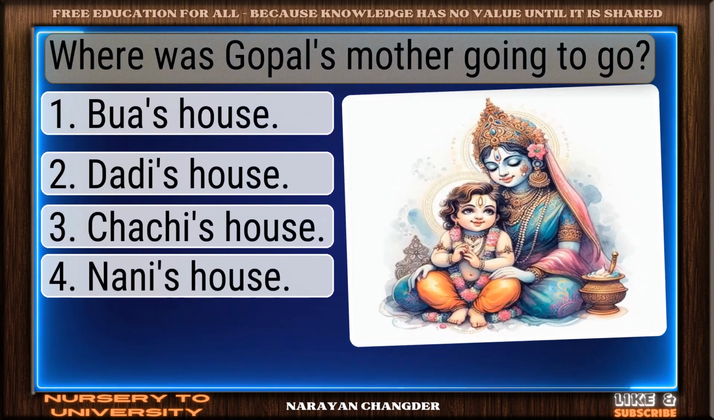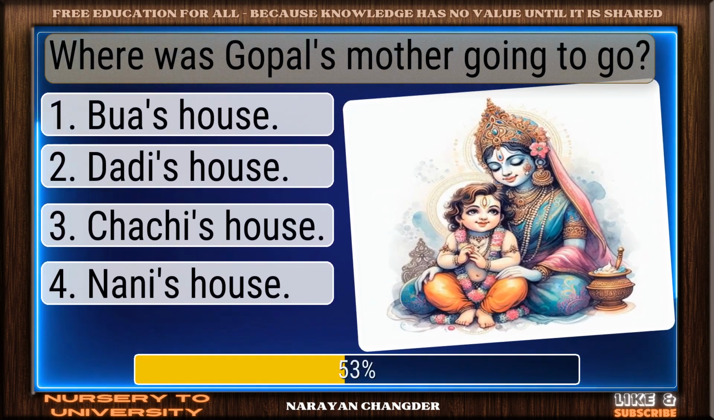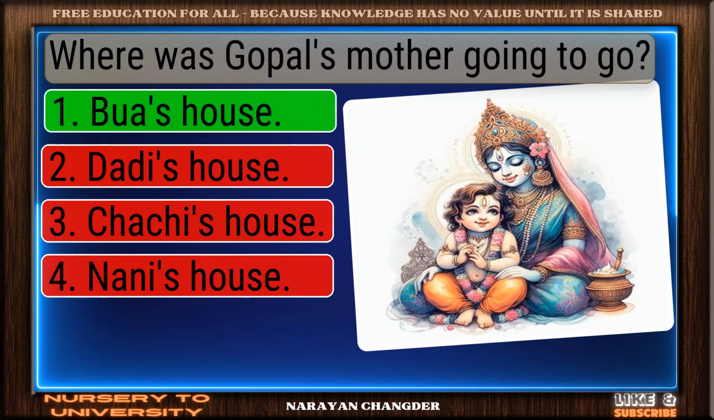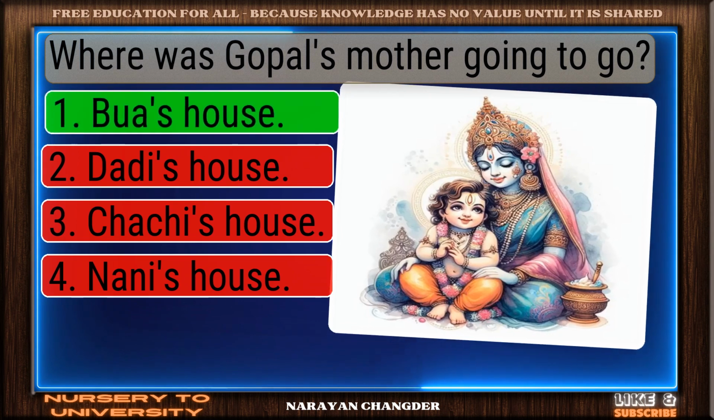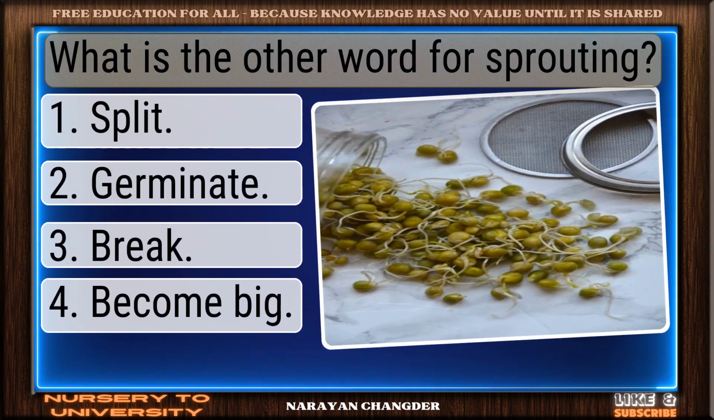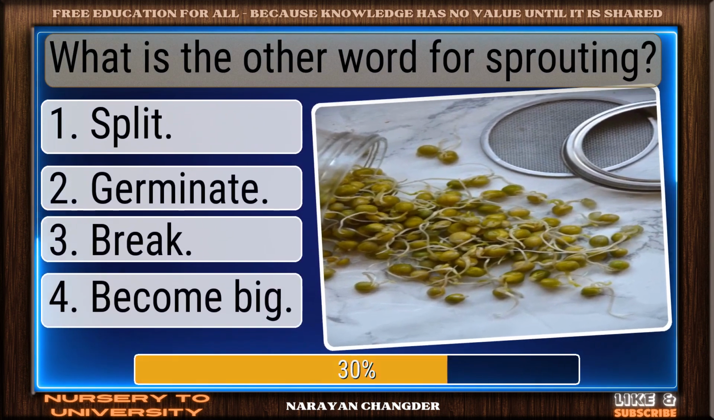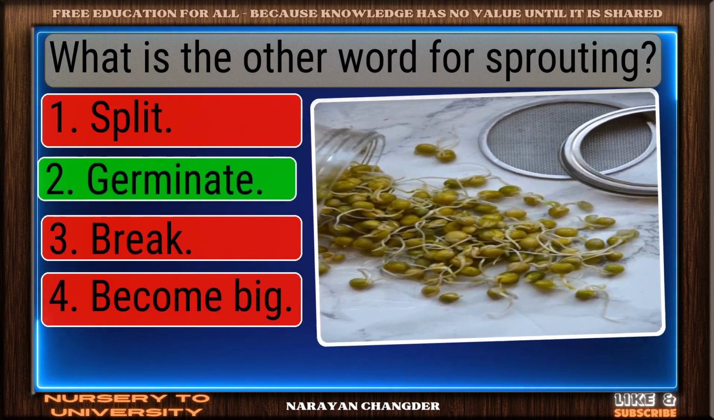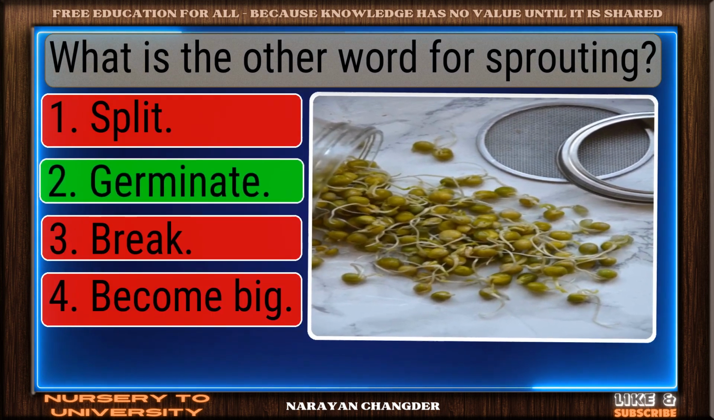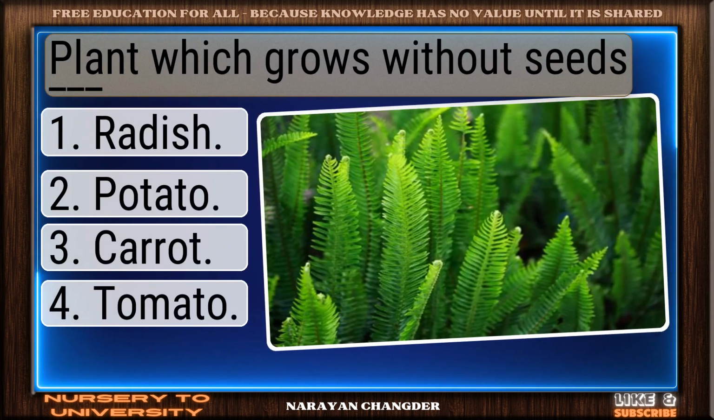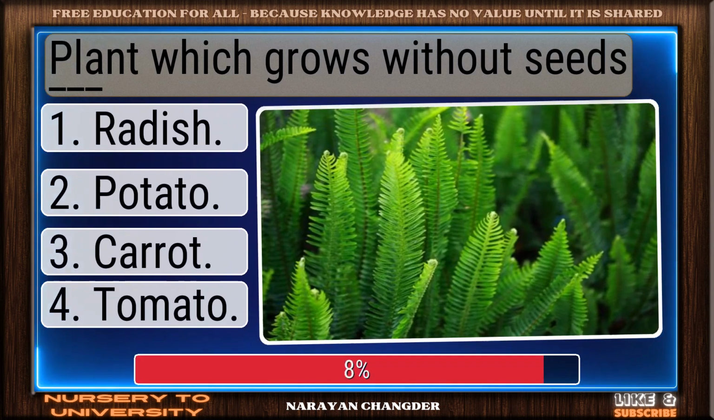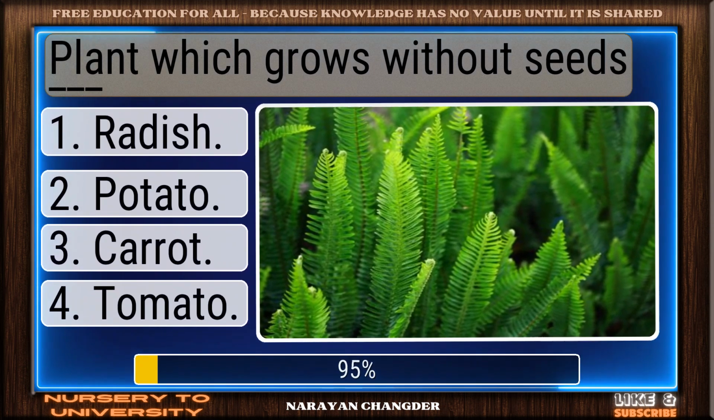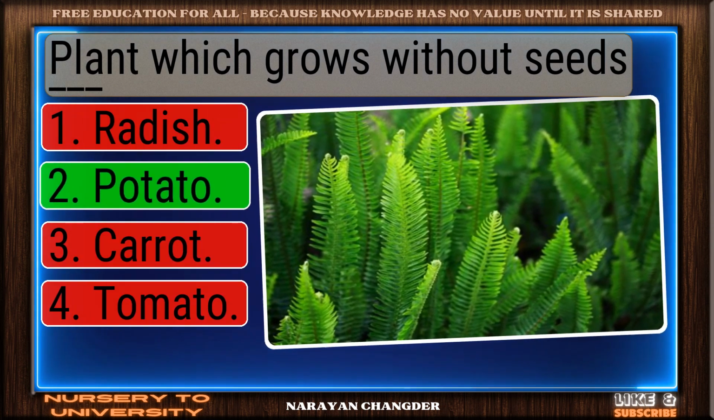Where was Gopal's mother going to go? Valid point. Boaz's house is true. What is the other word for sprouting? Excellent. Germinate is a brilliant choice. Plant which grows without seeds dash. Excellent choice. Potato is the right answer.